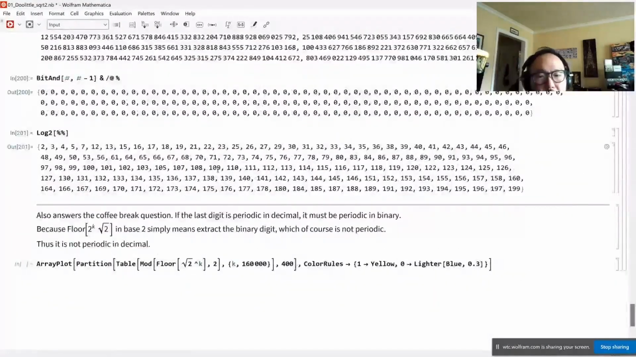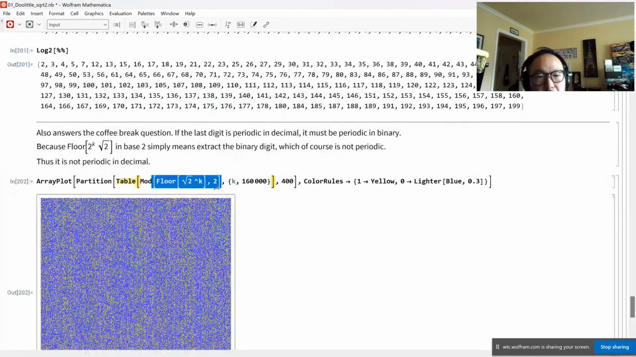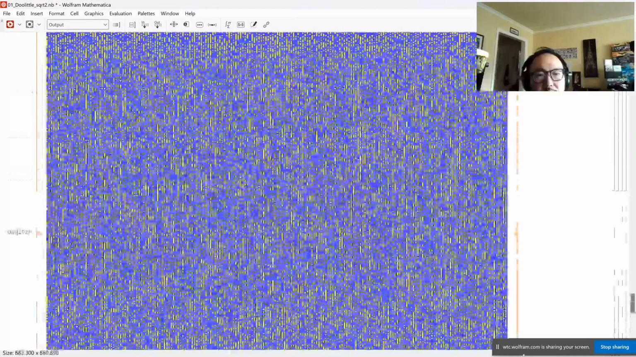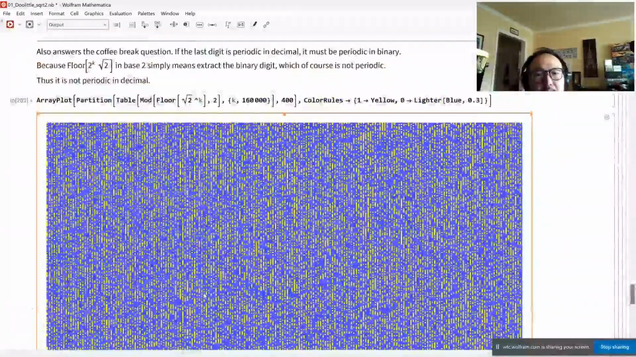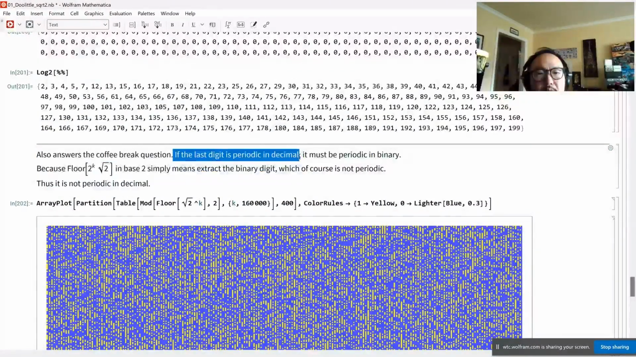Okay, and this also shows you why the problem I mentioned in the miniature works. If you take this plot, it's 400. It's the same result, but we convert to binary digits. You look at it, and there's really no pattern in the result. So here is a quick comment: if the last digit of the floor of 2 to the power k times square root 2 is periodic, it must be periodic in binary form.